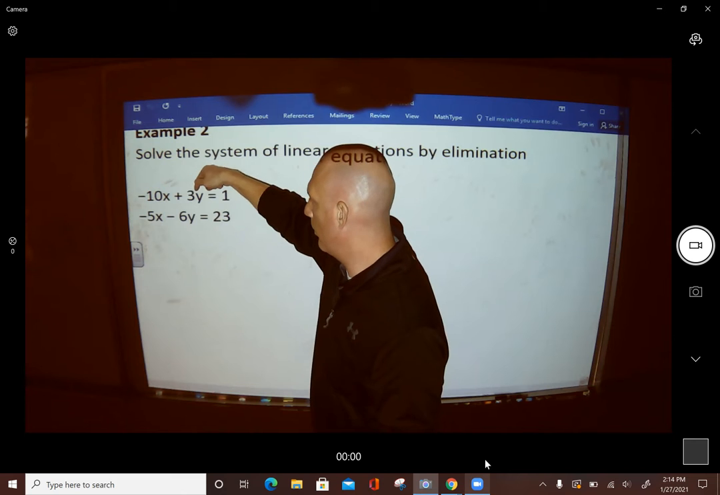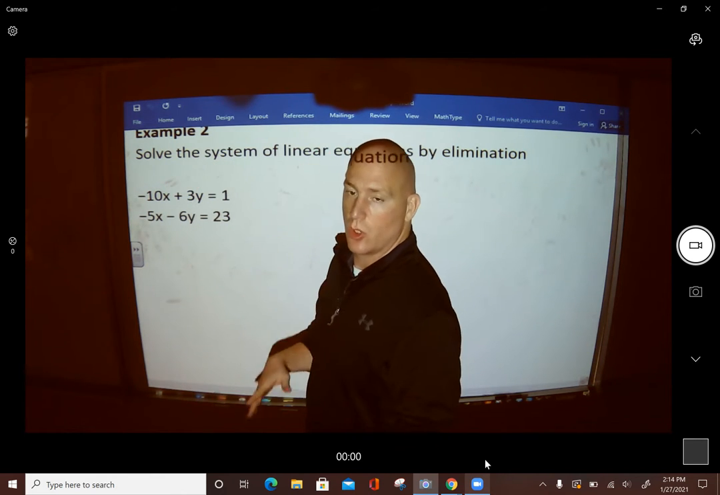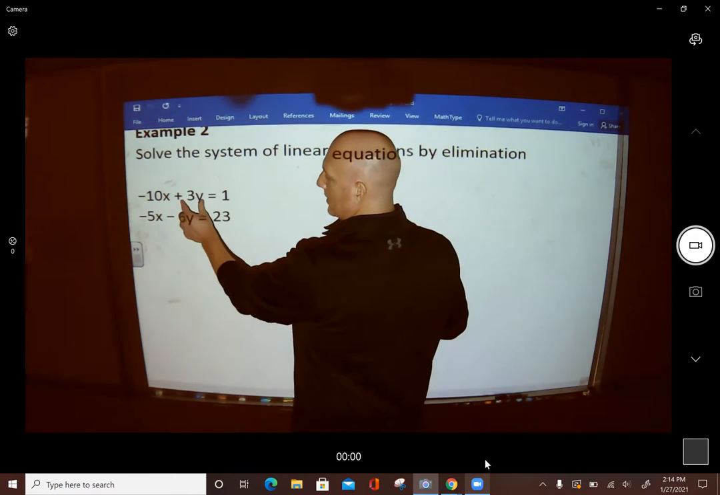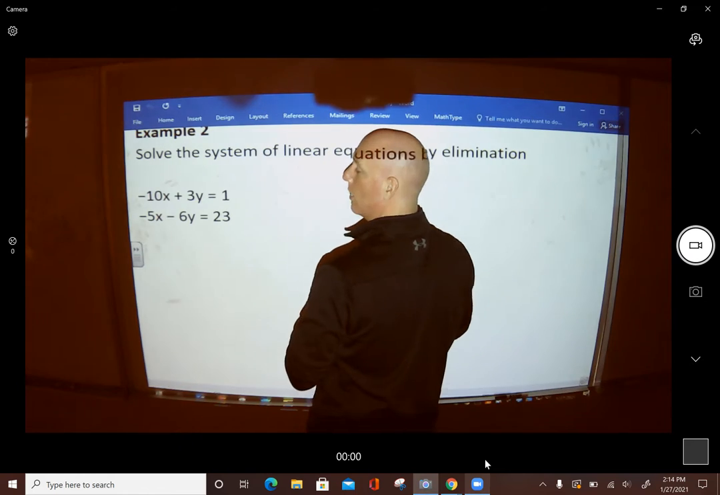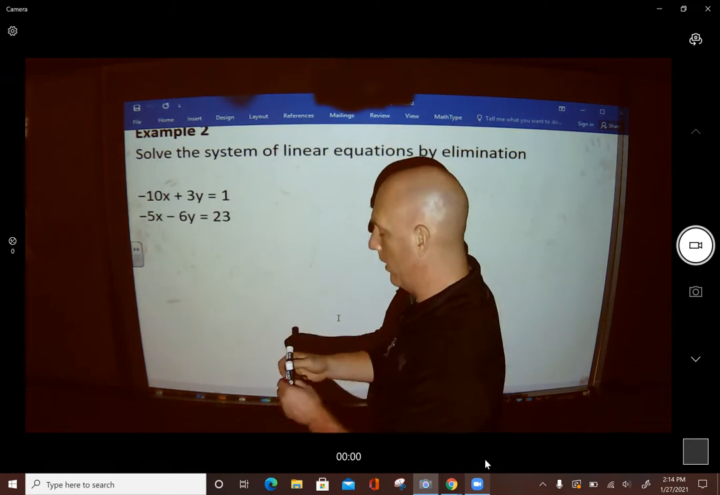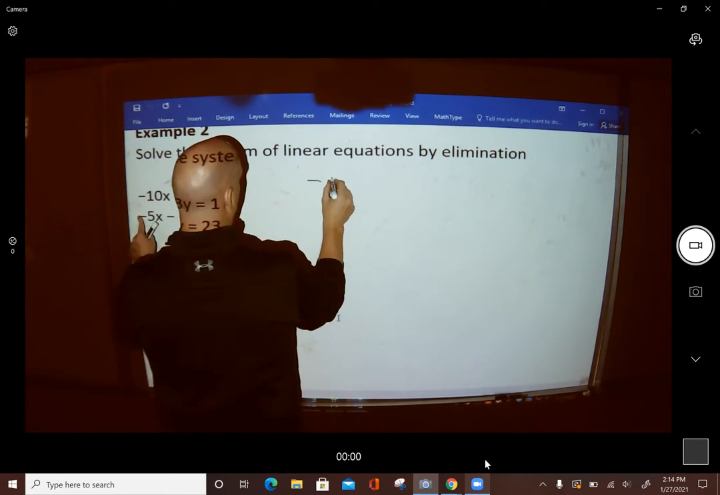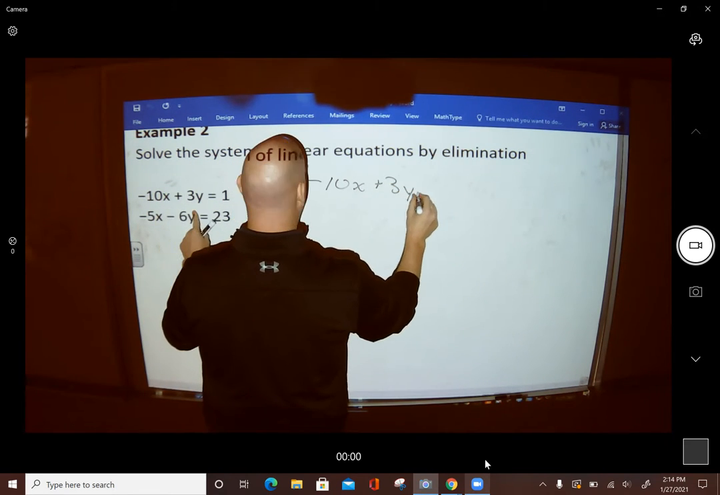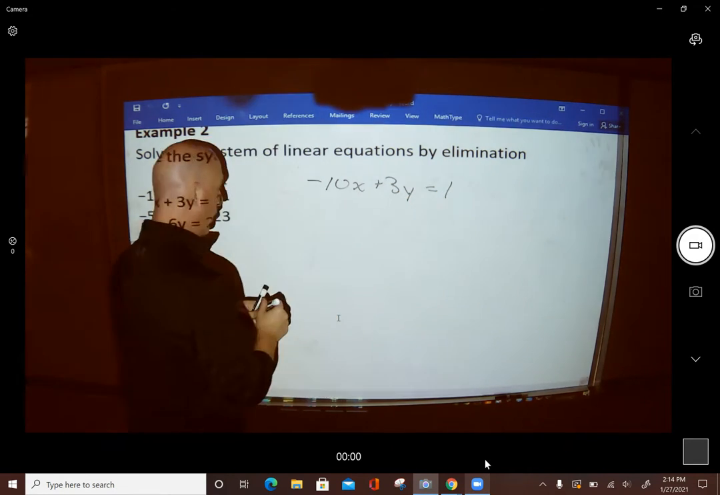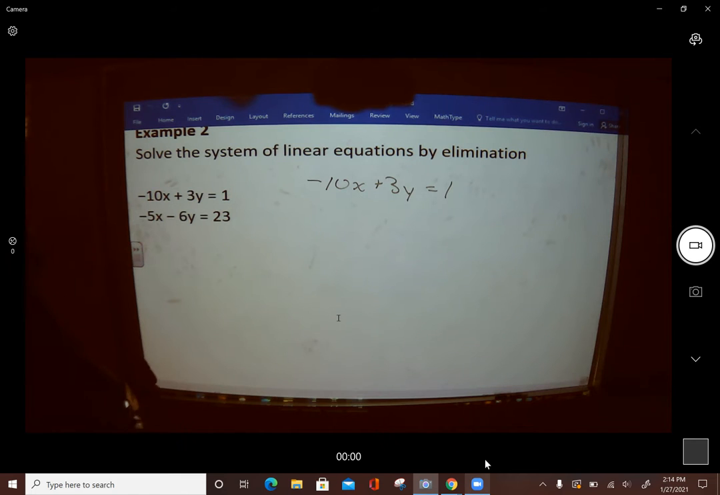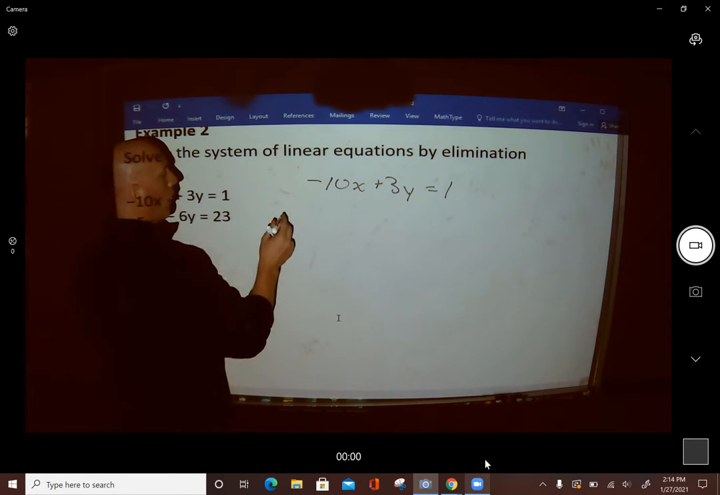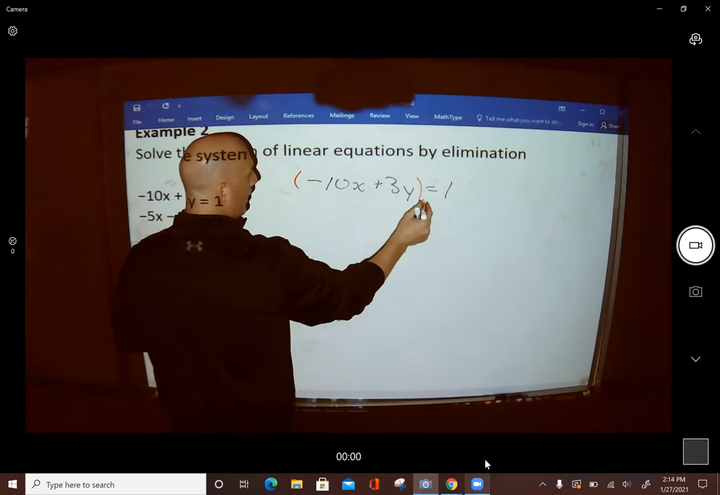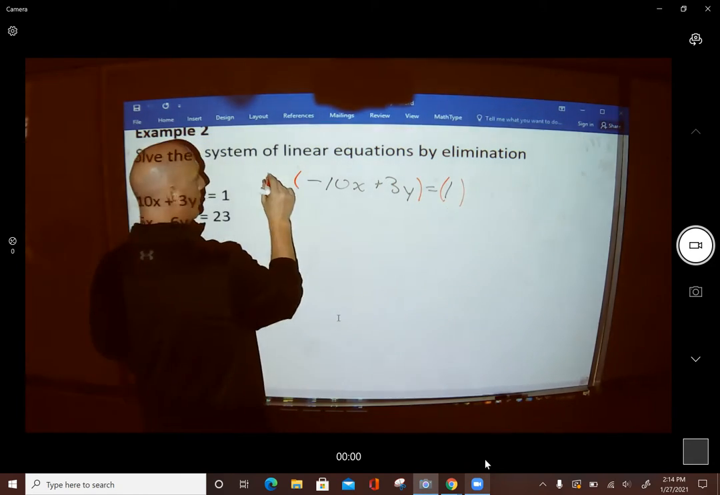Now this is a 3y and that's a -6y. So all I have to do is get this line to be 2 times bigger. And it's a totally legal operation. So if I have the line -10x plus 3y equals 1, and I want my y coefficient to be 6, all I'm going to do is multiply the whole line, or both sides of the line, by 2.